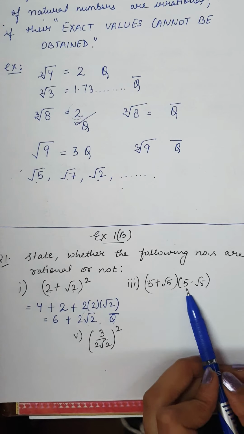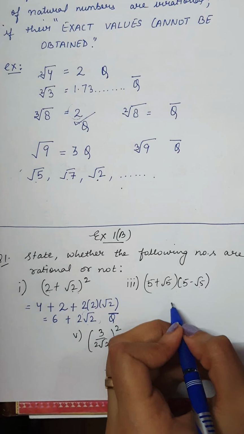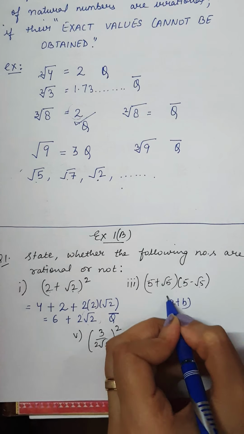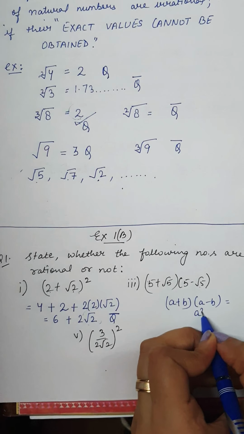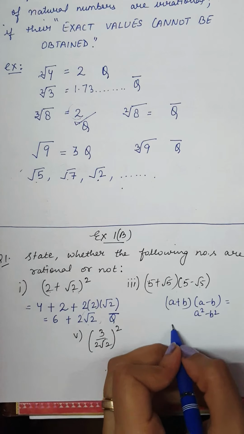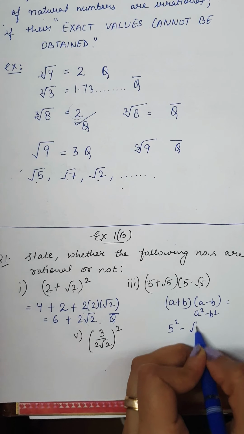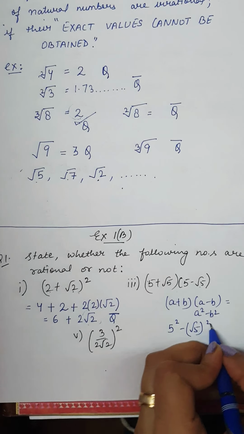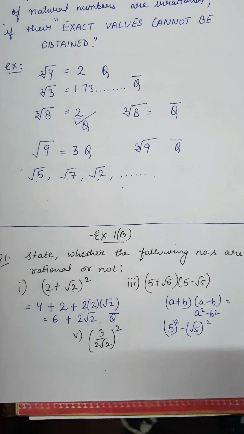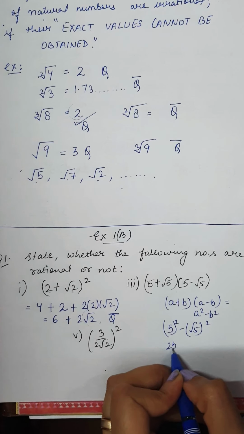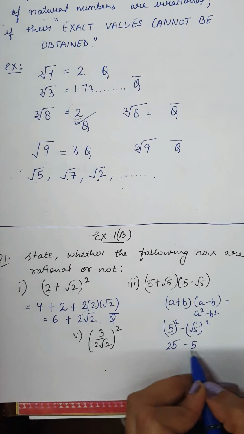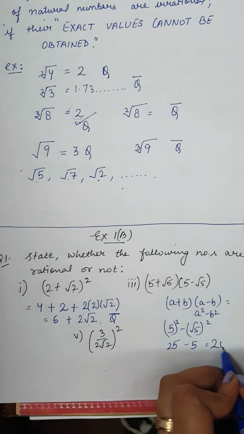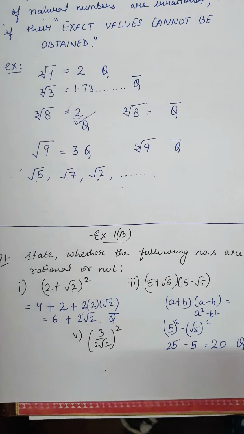Now let's check this one. 5 plus root 5, 5 minus root 5. It is following the identity a plus b, a minus b, which is a square minus b square. So here it is 5 square minus root 5 whole square. Right? 5 square is 25, and the square of this under root is 5. 25 minus 5 is 20, which is perfectly a rational number. So the symbol Q.